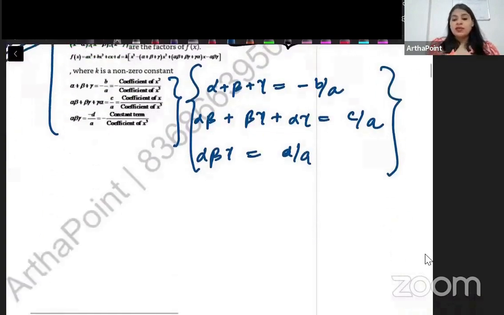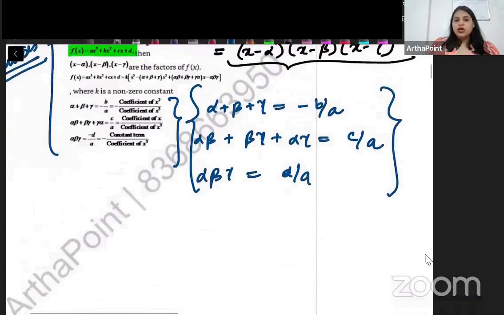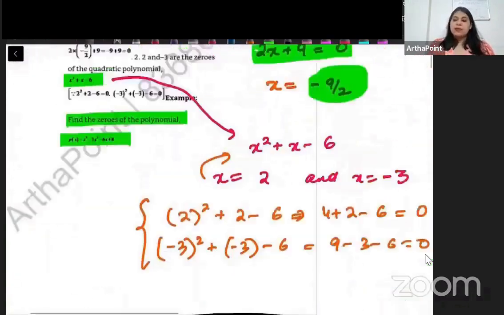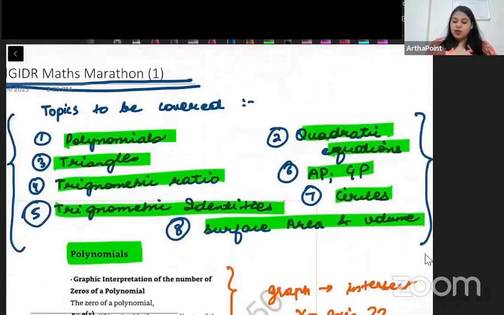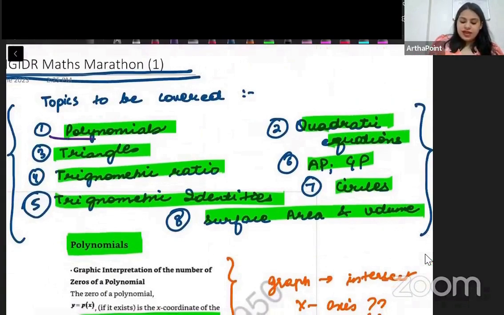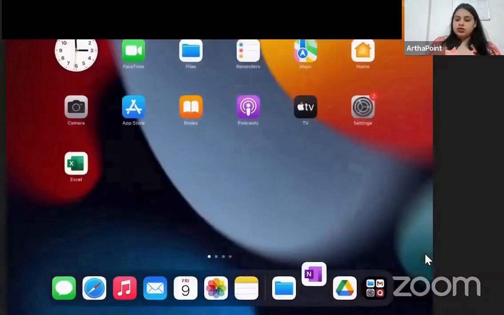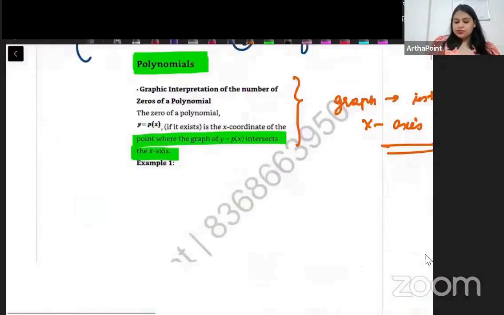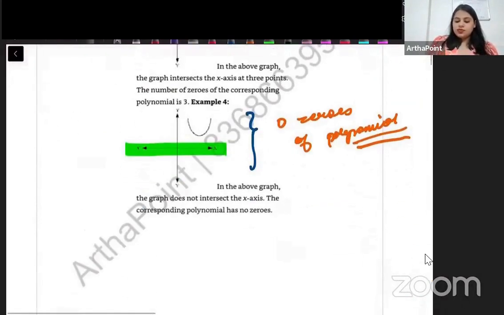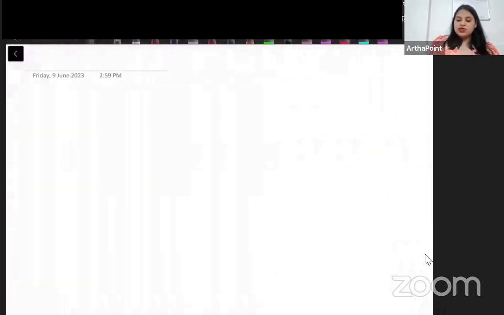Beta, this all can come in the exam. You have to be very thorough with it. So this covers our first chapter, which is called polynomials. We have successfully covered polynomials. Okay, beta, now I will give you some questions that you have to go ahead and solve right now, and then we will move on to the next chapter. So take the assignment, do this, and then let's go on to the next chapter.